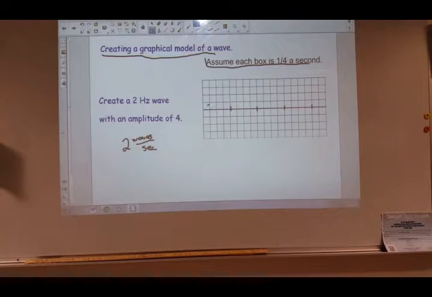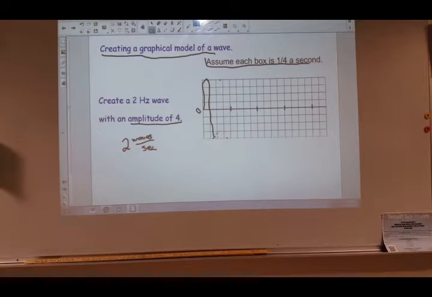All right, so in this, we need 2 complete waves per second, and we also want an amplitude of 4. So remember that this is the height. So this is our 0 line. So each box can represent 1 amplitude. So we need to go all the way up to 4 and all the way down to 4. And we need 2 complete waves. So it's going to look something like this.